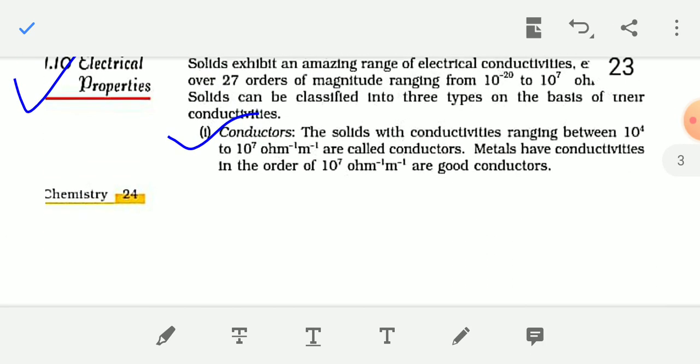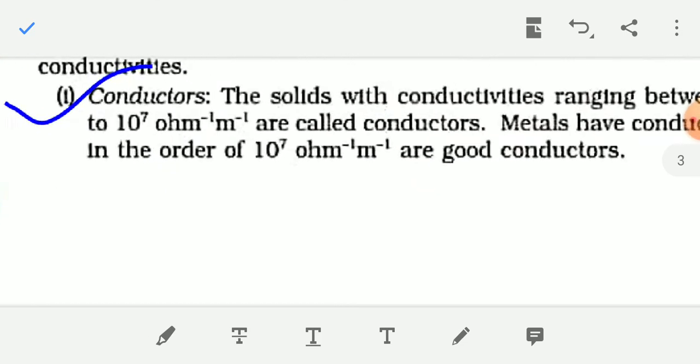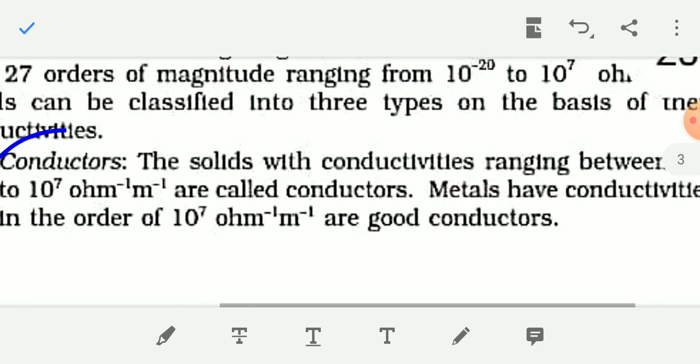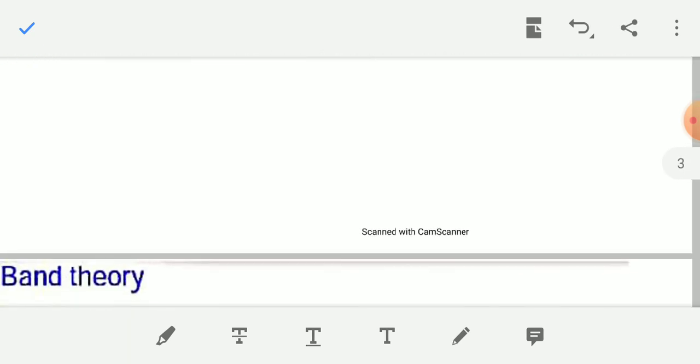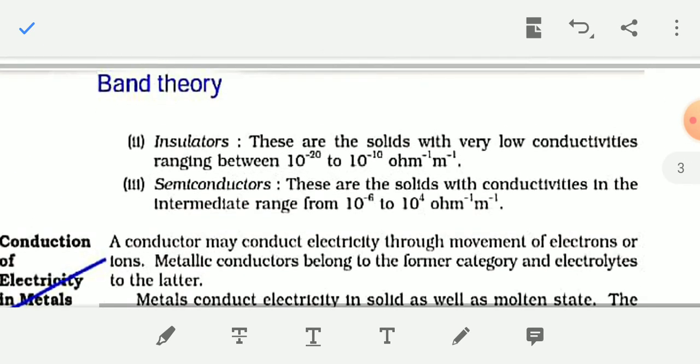Conductors: the solids with conductivity ranging between 10 to the 4 to 10 to the 7 ohm inverse meter inverse are called conductors. Metals have conductivity in the range of 10 to the 7. They are good conductors due to the presence of free unpaired electrons.